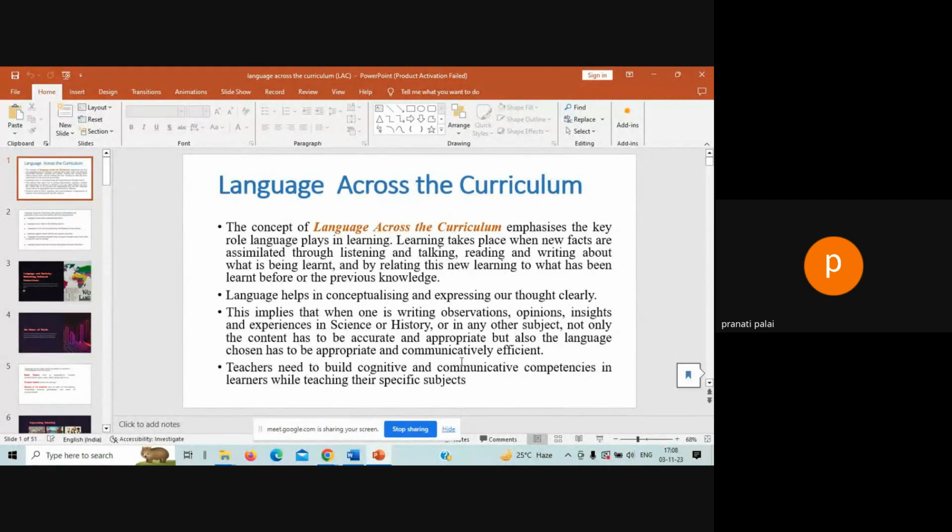So first of all, we have to understand the concept language across the curriculum. So what do you mean by the term language across the curriculum? Yes, anyone who wants to say something?